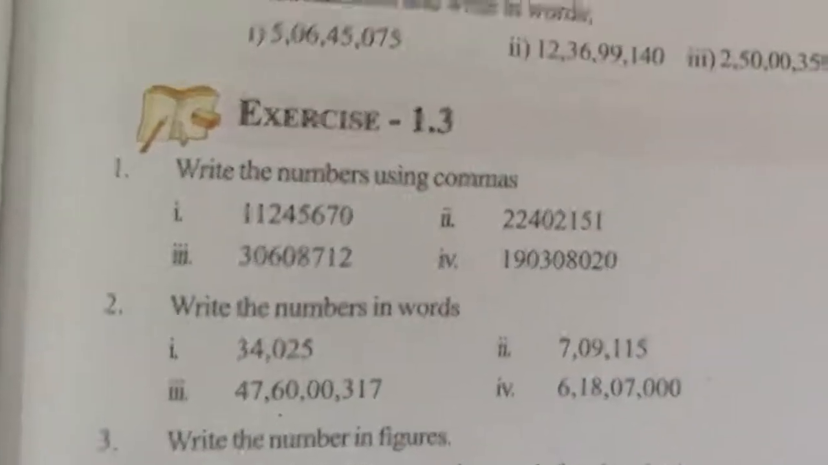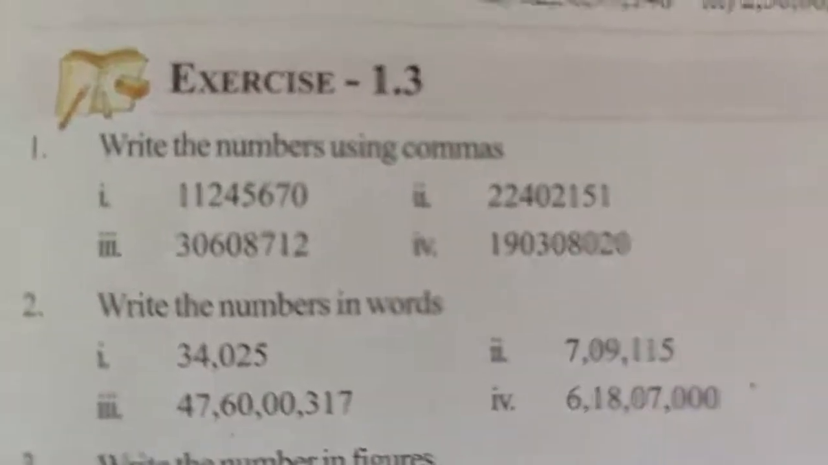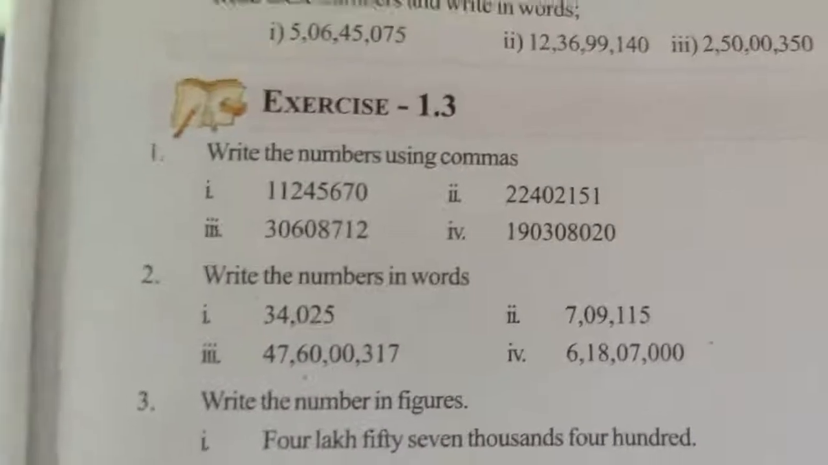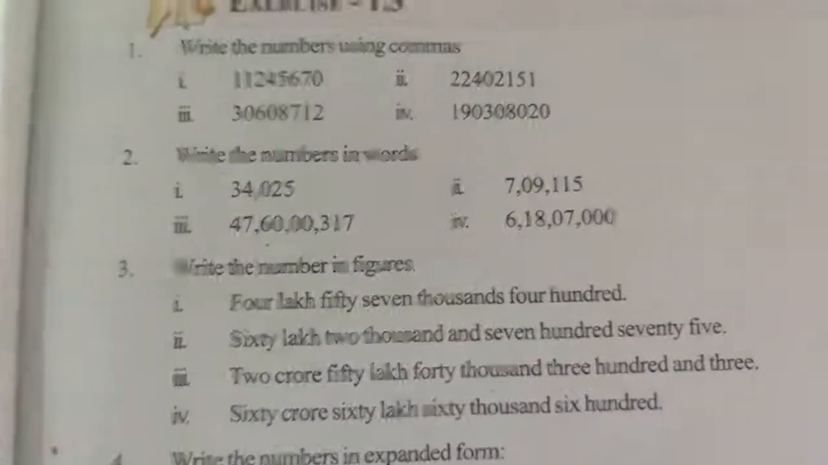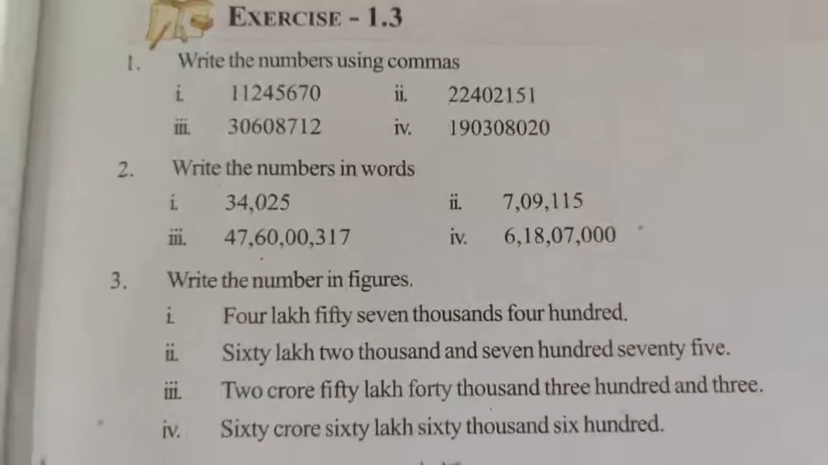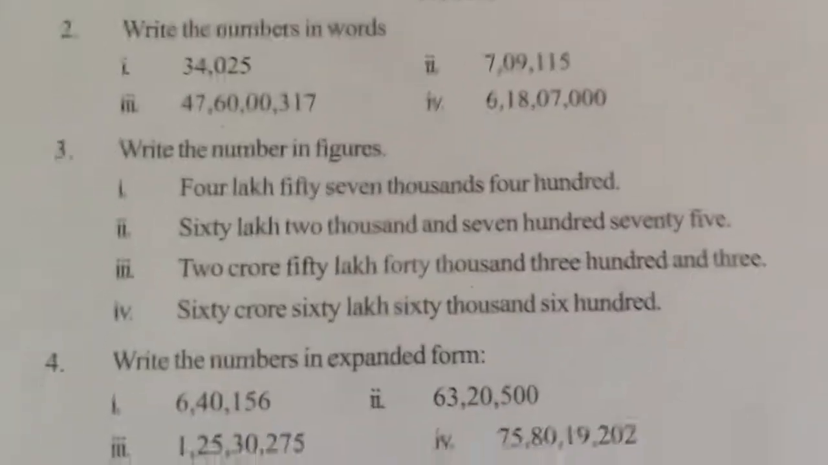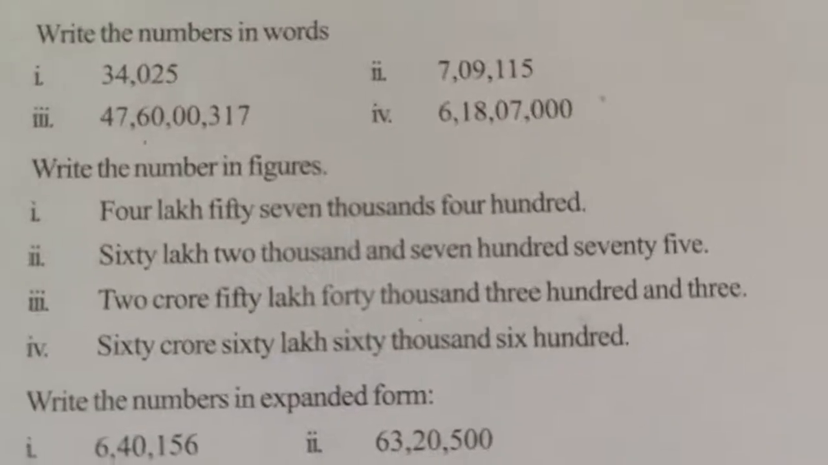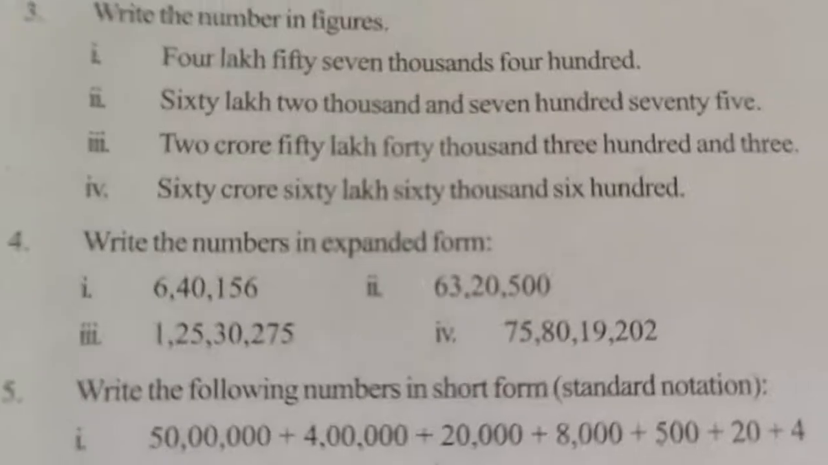Now see exercise 1.3. First sum, write the numbers using commas. Just put the comma. Already I said how to put that comma. Next, second, write the numbers in words. Figures are there, write in words. Next, third sum, write the numbers in figures, words given. Next, fourth one, write the numbers in expanded form.